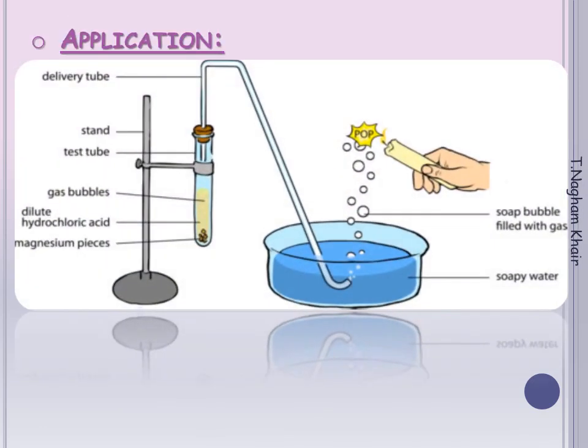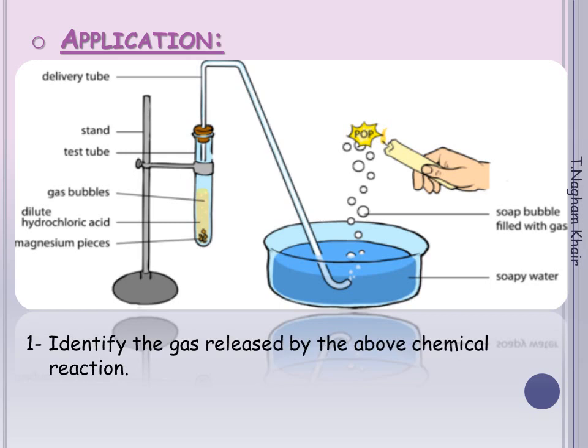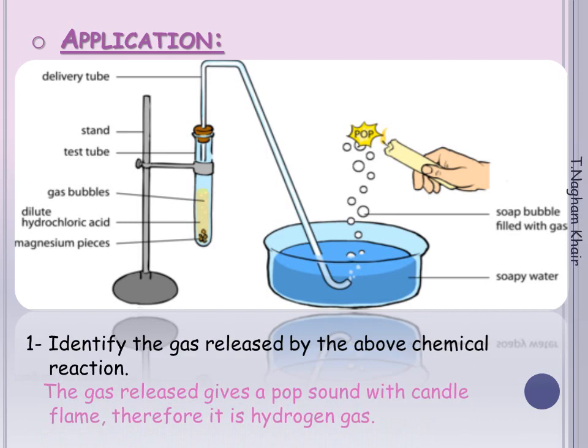Application. Here we have an experiment. We are putting hydrochloric acid and magnesium inside a test tube, and we are connecting the test tube to a container containing soapy water. We'll observe air bubbles. If we approach a candle flame, we will hear a pop sound. Then, can you identify the gas released by this chemical reaction? Yes, of course. The gas released gives a pop sound with a candle flame. Therefore, it is hydrogen gas.